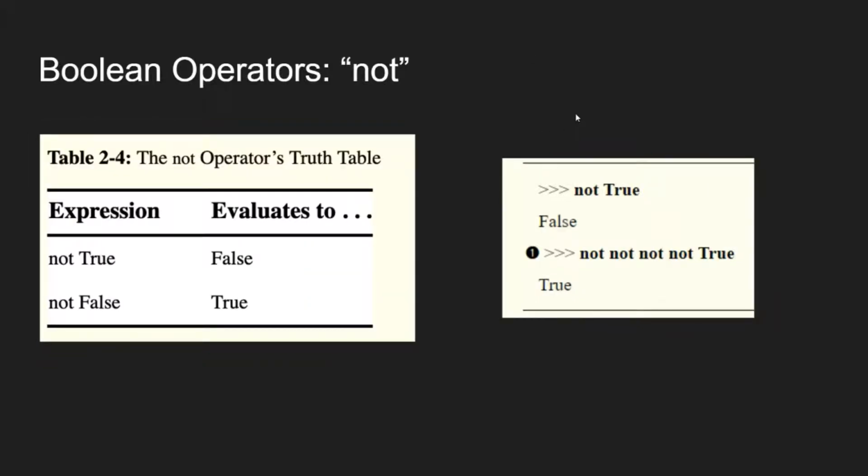Unlike AND and OR, the NOT operator only operates on one Boolean value or expression. The NOT operator simply evaluates to the opposite Boolean value. So not true is false and not false is true. Much like using double negatives in speech and writing, you can nest not operators, but there's not really a reason to do that in regular programming.